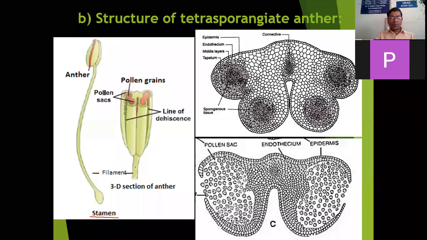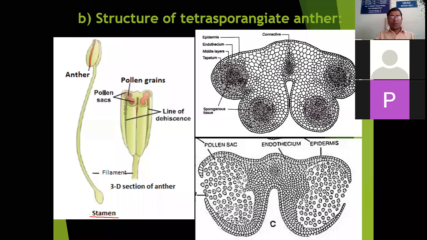So this is a part of the filament. Then this is the connective, which connects the filament to the anther at different positions, and these two chambers possess the pollen grains. Therefore, these are nothing but the pollen sacs. That means this is a bag-like structure, and it possesses the pollen grains.